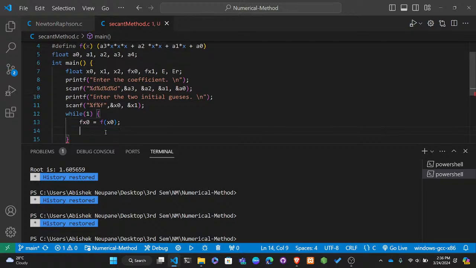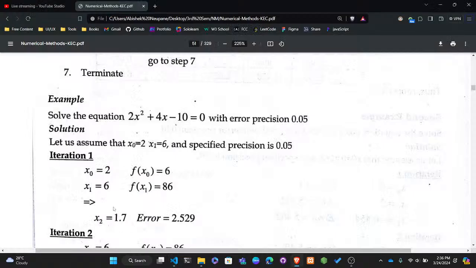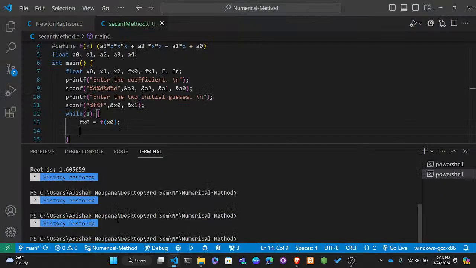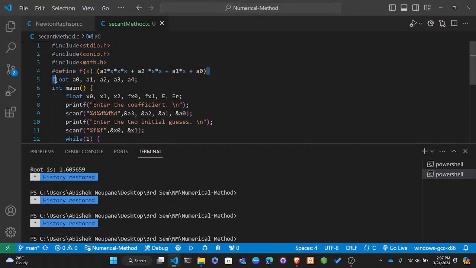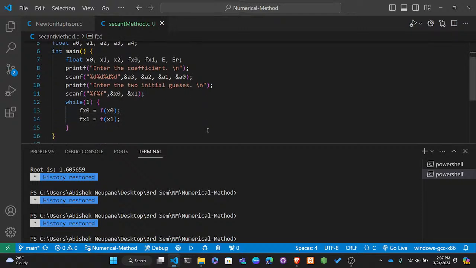We should also calculate the function of the next initial guess. Just calculate the function of the next initial guess, which will be inserted in the function, and the function value is stored here. Just we completed. Now let's calculate x2, that is our new root.